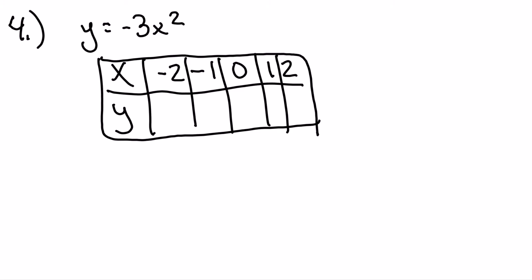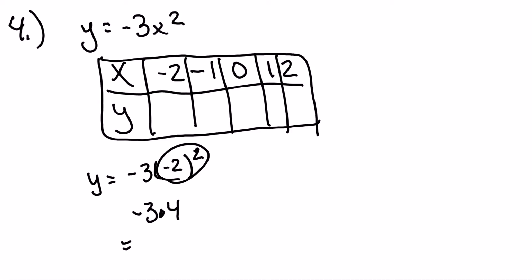Alright, number 4 is y is equal to -3x squared. And they just gave you the x values. It's basically an XY chart on its side. That's just a table. So I'm going to plug in -2. So I say y equals -3 times -2 squared. If you just use your calculator, it'll give you all the work, but I do -2 squared. Remember, negative times a negative is a positive, so I get -3 times +4, so I get -12. Now I plug in -1.